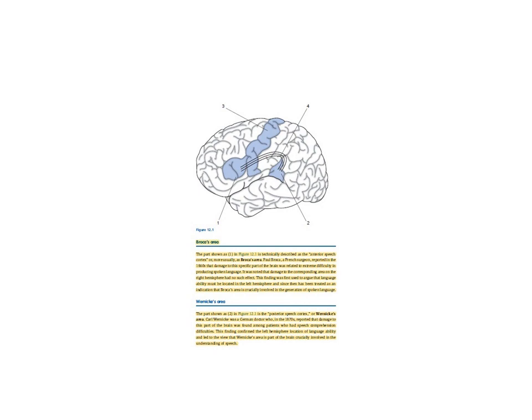It was noted that damage to the corresponding area on the right hemisphere had no such effect. This finding was first used to argue that language ability must be located in the left hemisphere, and since then has been treated as an indication that Broca's area is crucially involved in the generation of spoken language.